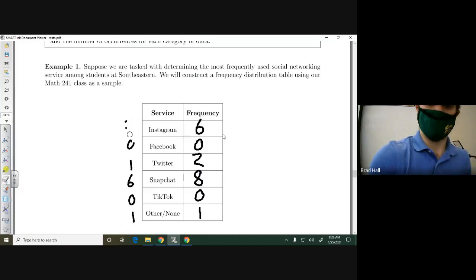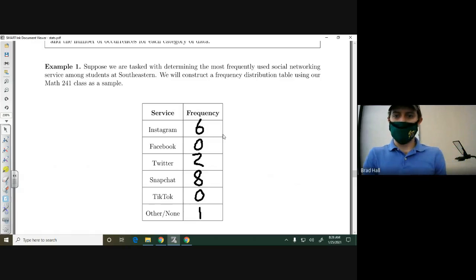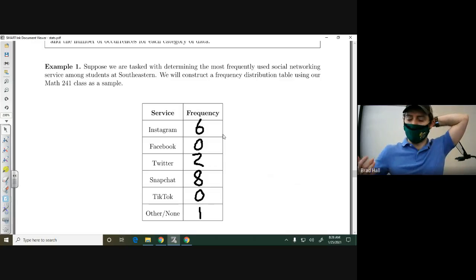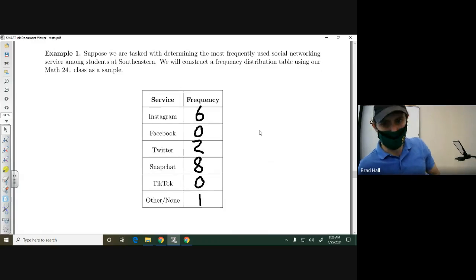So this is our count in total. So we have a decent spread here. Sure, no one uses Facebook or TikTok, but we can make this work. And so this would be a frequency distribution out of everyone who participated. So 17 people. This is how your most commonly used social networking service is distributed. That's it.